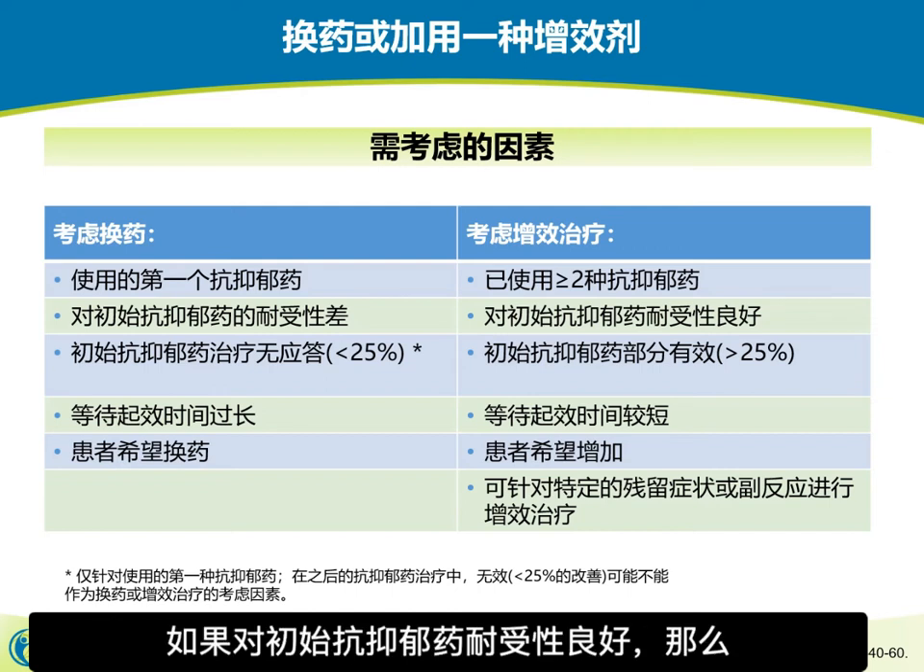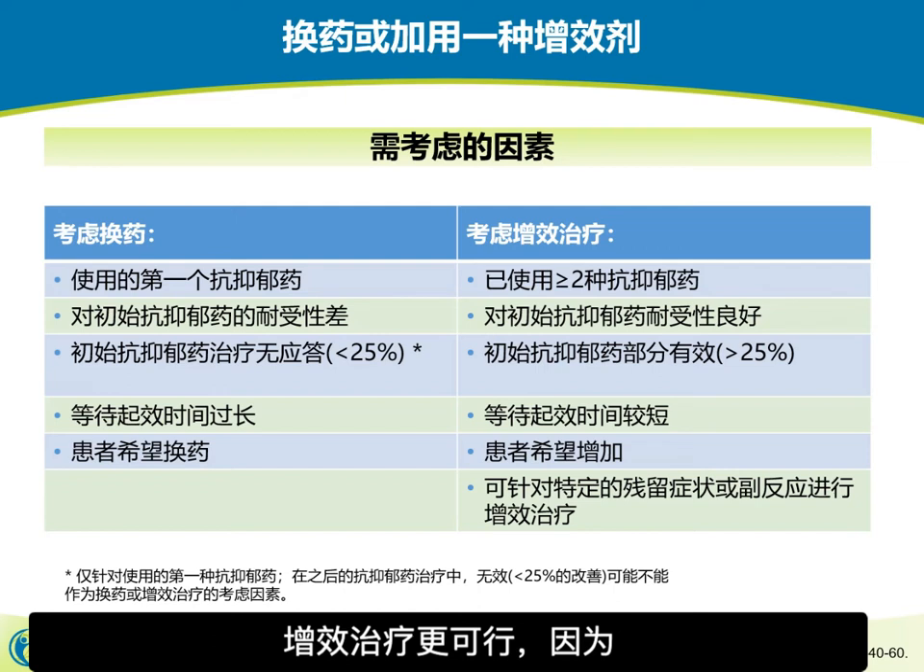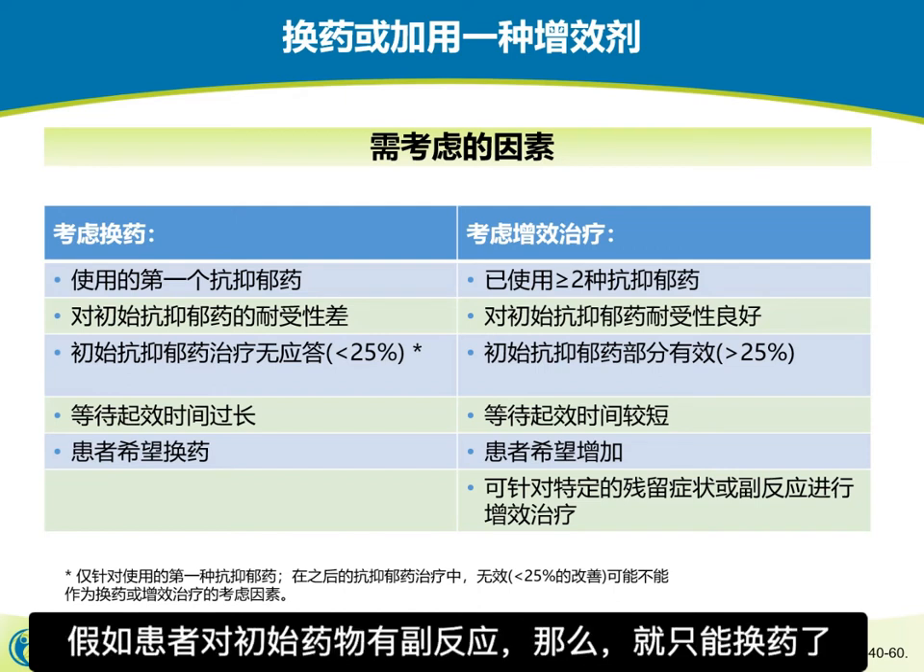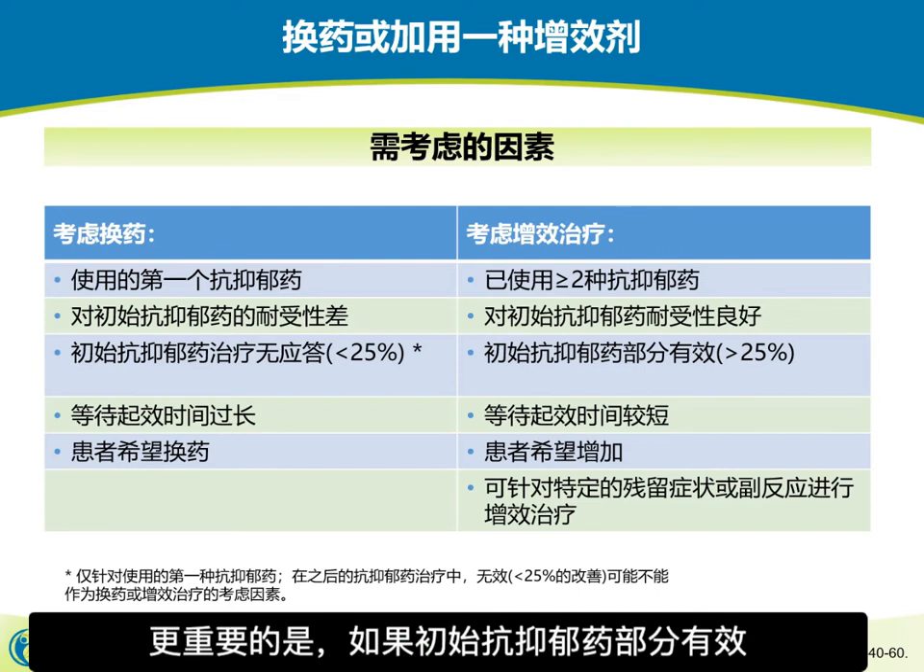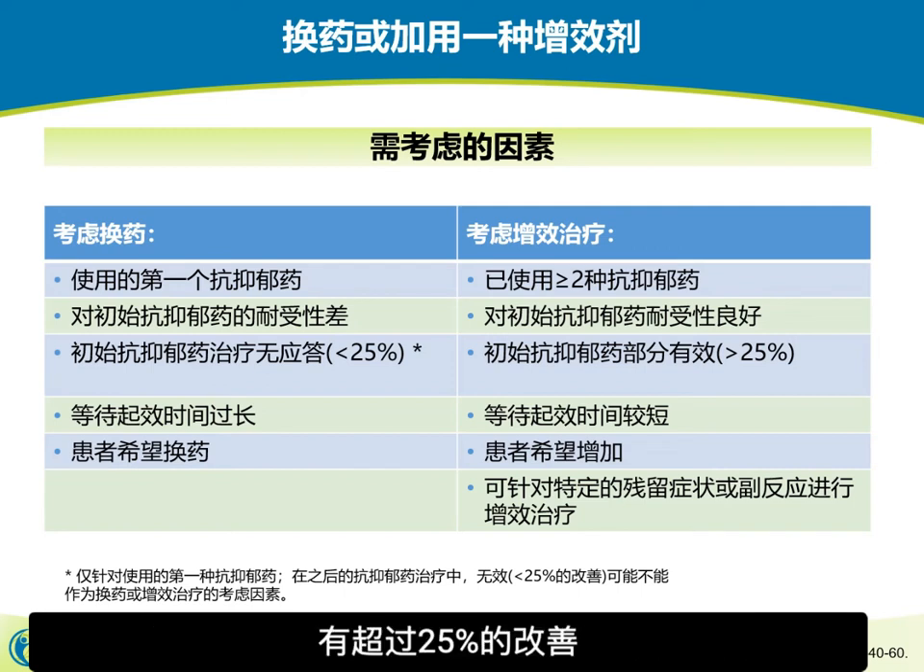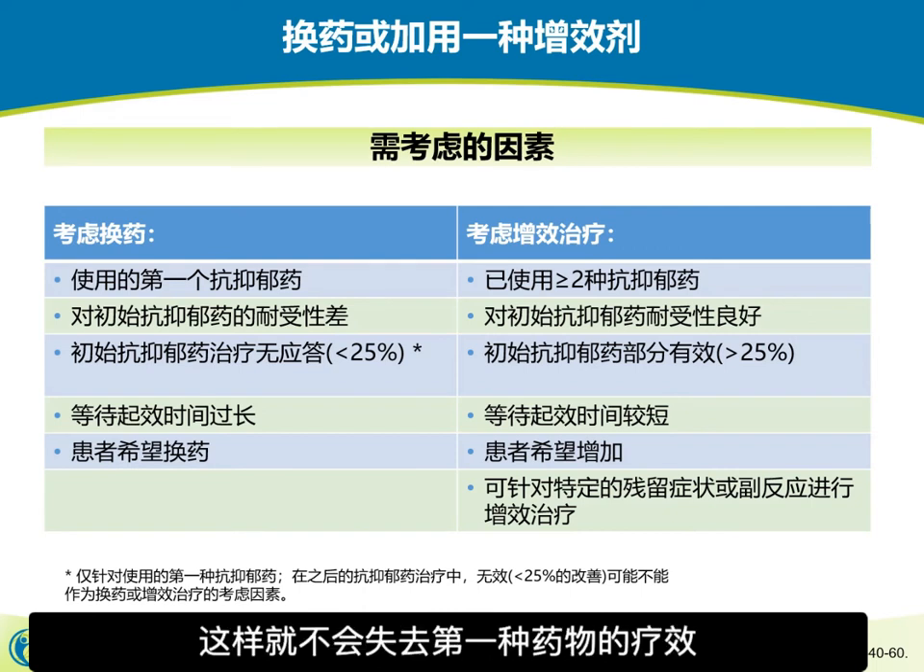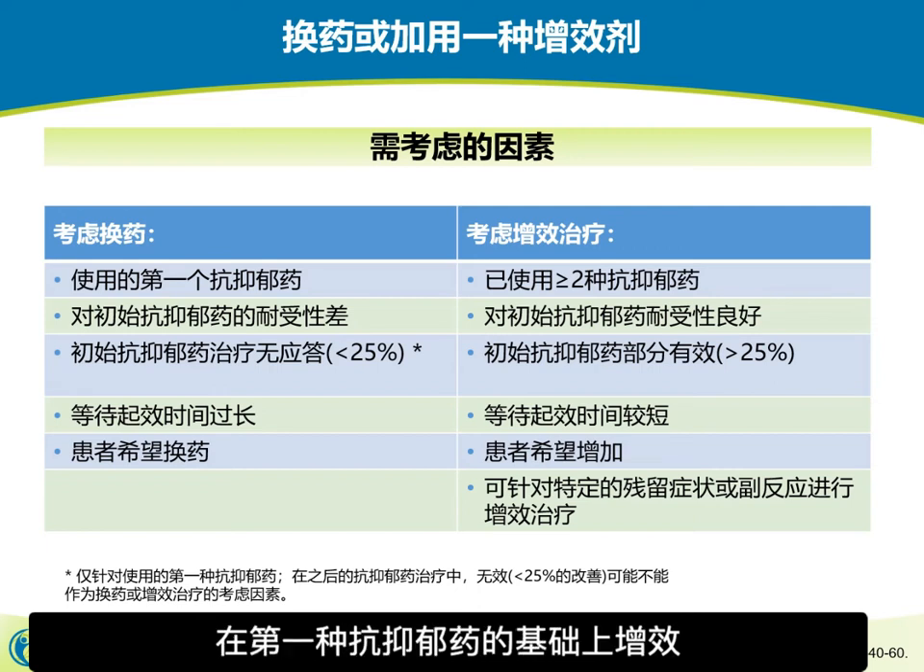If the antidepressant is well tolerated, then add-on is more likely because it's no use adding a medication if the patient's having side effects to the first antidepressant. You may as well switch that medication. More importantly, if they've had a partial response to the first antidepressant, if they've had more than 25% improvement, then it makes sense to add on rather than switching so that you don't lose the benefit of that first medication. It makes more sense to try to boost the effect of the first antidepressant rather than switching to a different one.